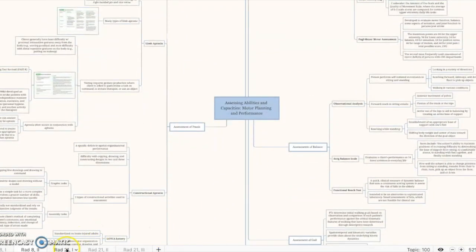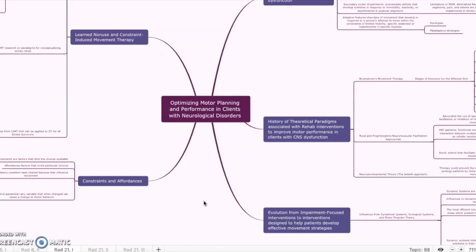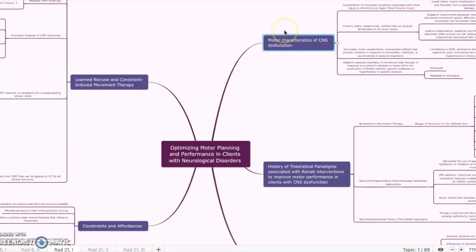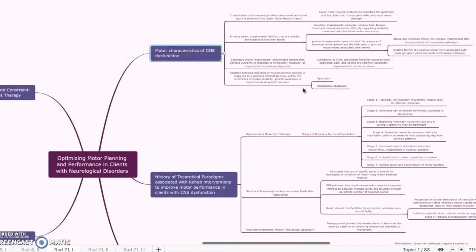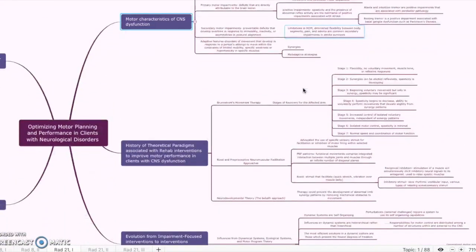Next, we're moving on to Radomski Chapter 21, which is called Optimizing Motor Planning and Performance in Clients with Neurological Disorders. So first, we want to go up top over here, and we talked about motor characteristics of CNS dysfunction, which you can find to this side of it.